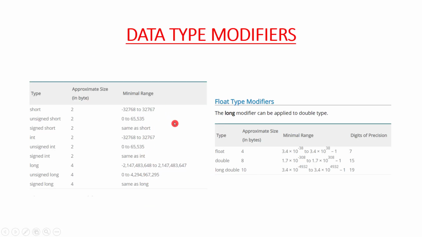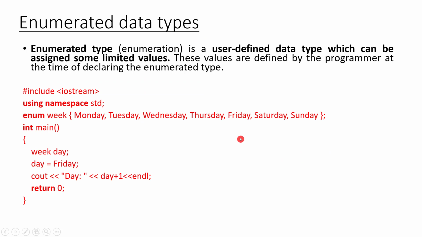By this, I meant to tell you that there are some data type modifiers which can be prefixed to the normal data types, and there are also enumerated data types. So you see the definition. The enumerated data type is a user-defined data type which can be assigned some limited values. These values are defined by the program at the time of declaring the enumerated type.